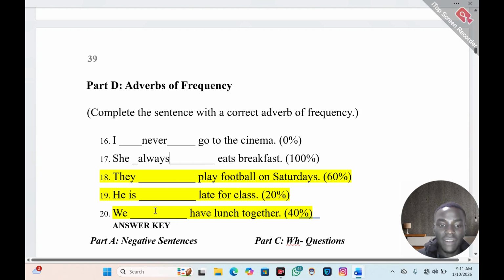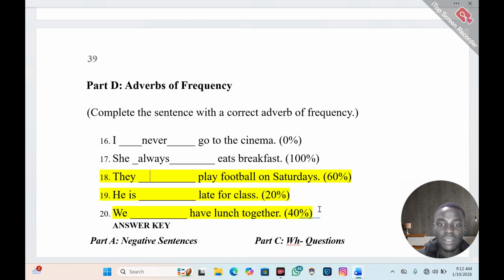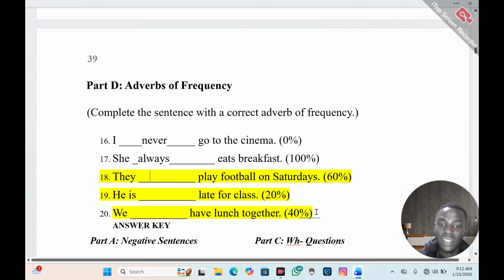Now also these exercises are for you. They play football on Saturdays. He is late for class. We have lunch together. Now I want you to use the correct adverb of frequency in the sentence. Please, you can pause the video and write, and then let me know in the comment.